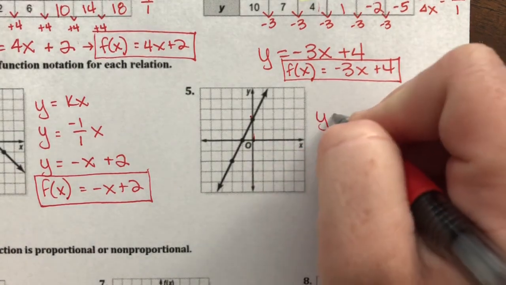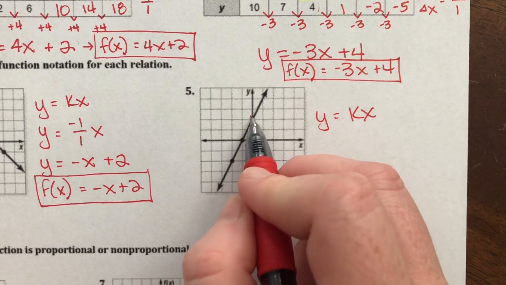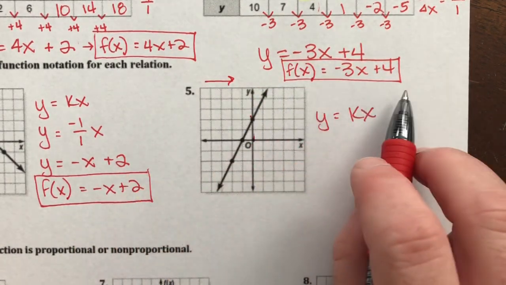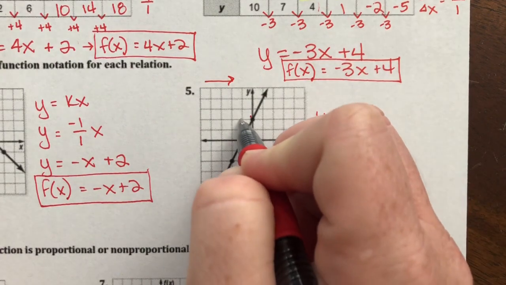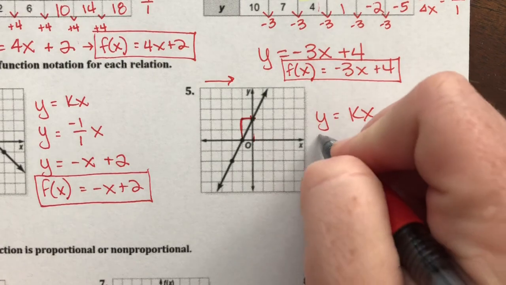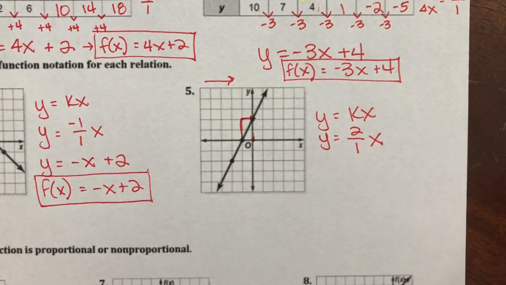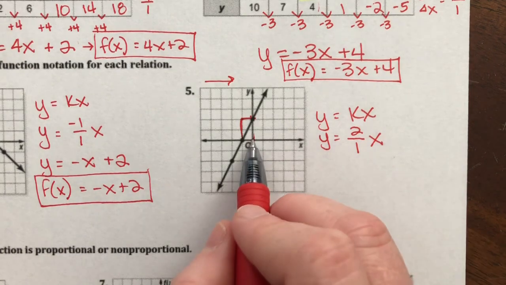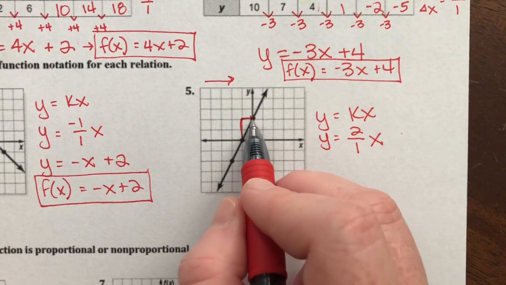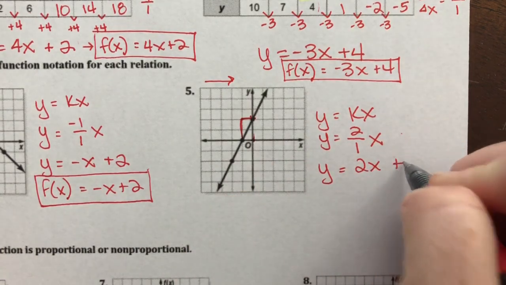So here, y equals kx. My slope to get from one point on the line to the next, when I read from left to right, I always read a graph from left to right, I had to go up 2 over 1 to get from one point to the next. So my slope is up 2 over 1, x. And then it's not plus 0 on the end here because I'm not crossing at 0. I'm crossing at 2. So y equals 2x plus 2.